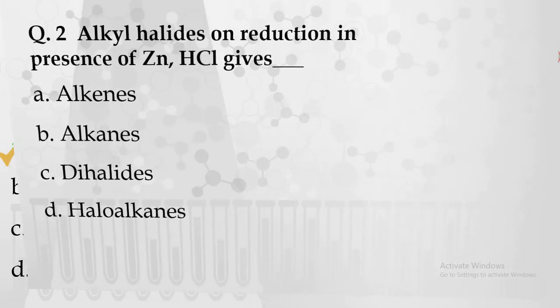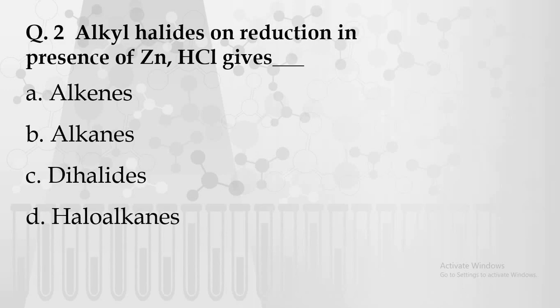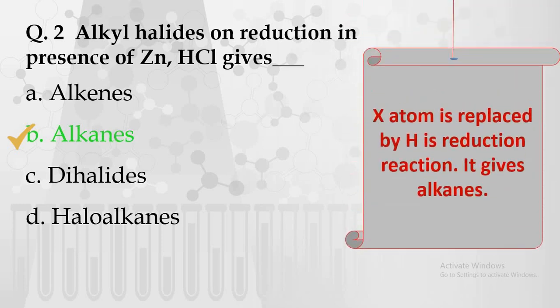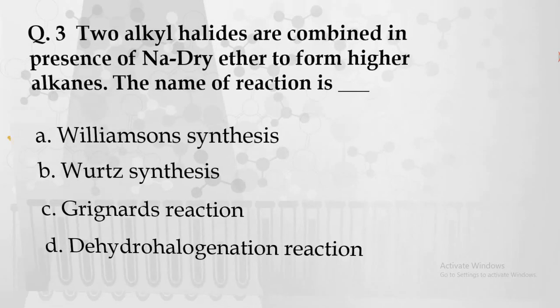Question number 2. Alkyl halides on reduction in presence of zinc and HCl give, options are A. Alkenes, B. Alkanes, C. Dihalides, D. Haloalkanes. And the correct answer is B. Alkanes. So the X atom, nothing but the halogen atom, is replaced by hydrogen and that reaction is called the reduction reaction. So the alkyl halides on reduction produce the alkanes.